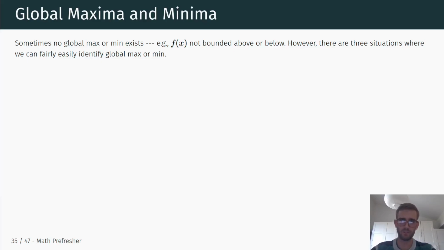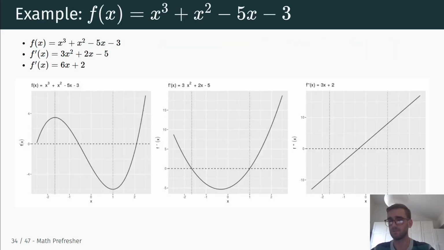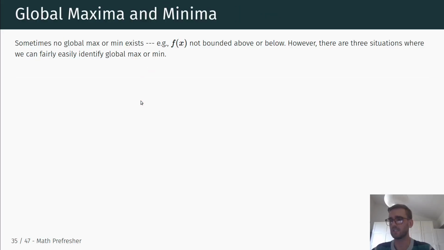If we want to further determine whether a local minimum is ultimately also a global maximum or minimum, there are a couple of things to remember. In general, sometimes no global maximum or minimum exists. So for example, the function that I just talked about doesn't have a global maximum or minimum, since for x going towards minus infinity, it goes to minus infinity, and goes to plus infinity for x getting larger and larger. So this is a case where f of x is not bounded above or below.